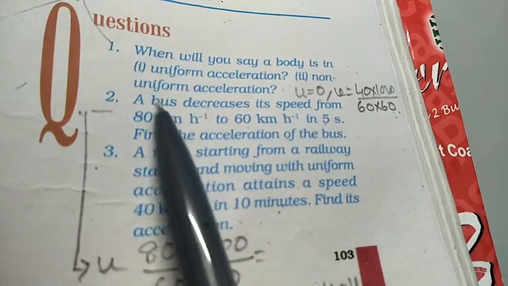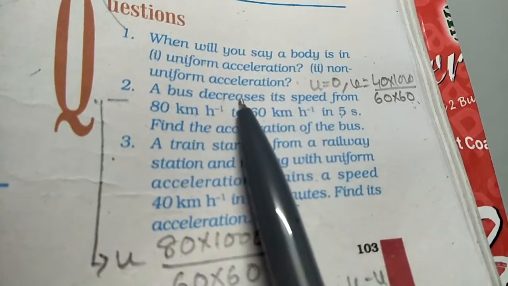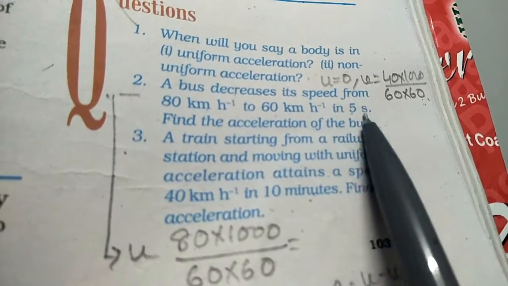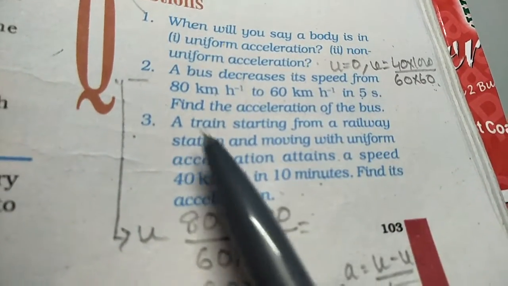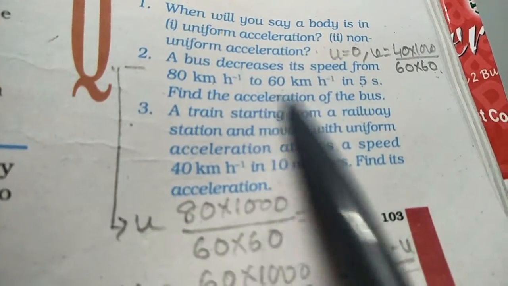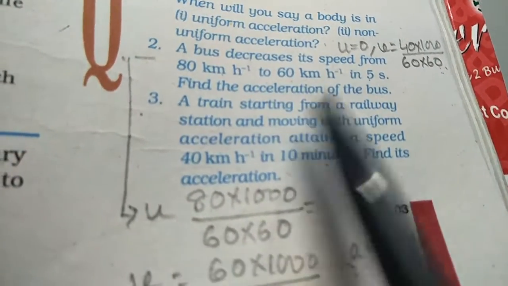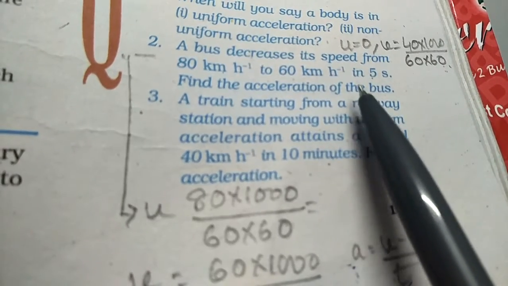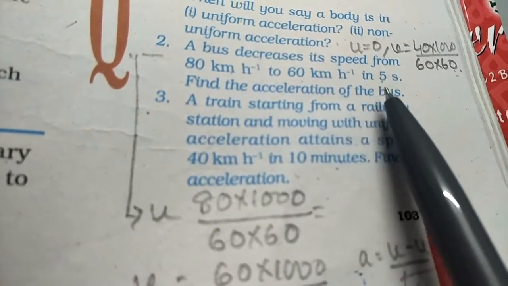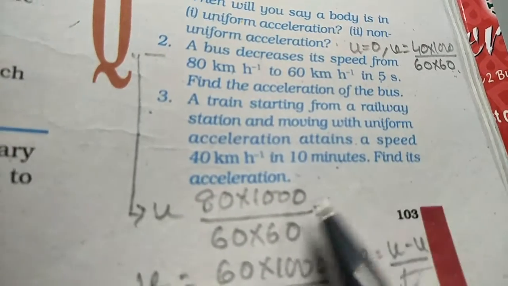Continue with our discussion. Next question. A bus decreases its speed from 80 km per hour to 60 km per hour in 5 seconds. Now 80 km per hour is its initial velocity and 60 km per hour is its final velocity. You have to convert this into meter per second because the time is given in seconds, and acceleration is always calculated in meter per second square, right?